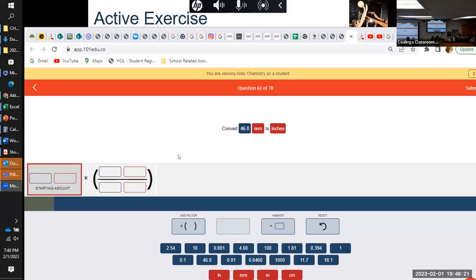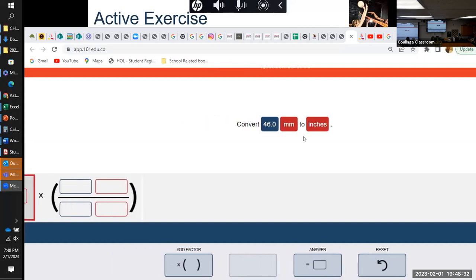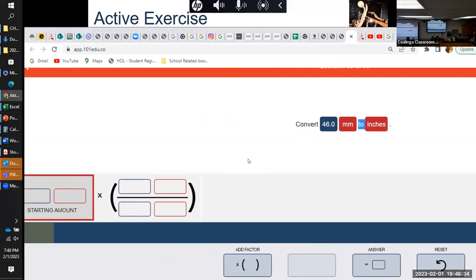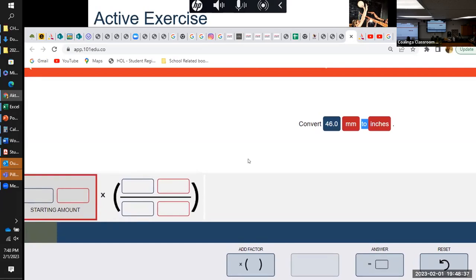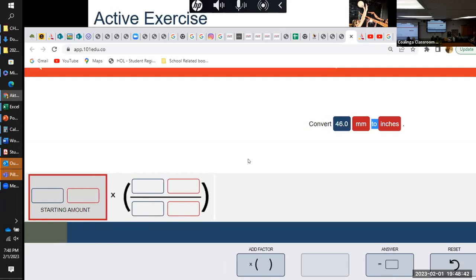Okay, so for now, this is question 63. It says convert 46.0 millimeters into inches. So what are some of the conversion factors that we know about inches and the metric system? Inches to centimeters. So how many inches are in the centimeter?